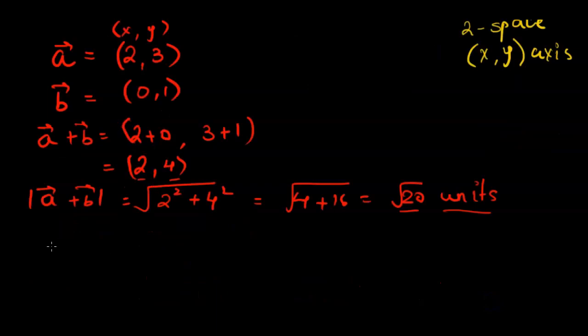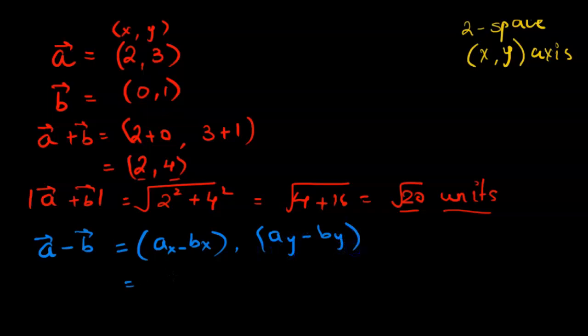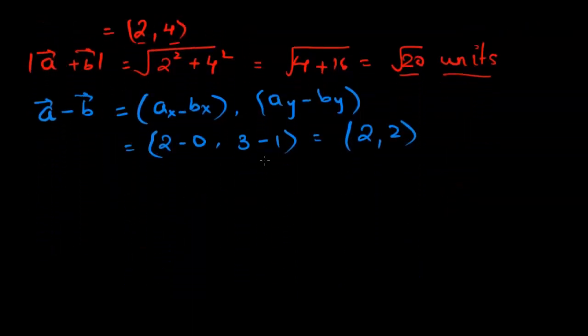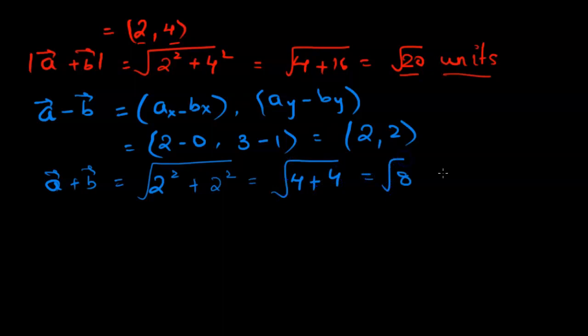Similarly, if we're asked to subtract the vectors, A minus B, we simply do ax minus bx and ay minus by. So ax is 2 minus 0, ay is 3 minus 1, and the coordinates that we get are (2, 2). If we want the magnitude, we follow the same steps as above. We take the square of the coordinates and then square root the sum. We get square root of 4 plus 4, which is square root 8 units.